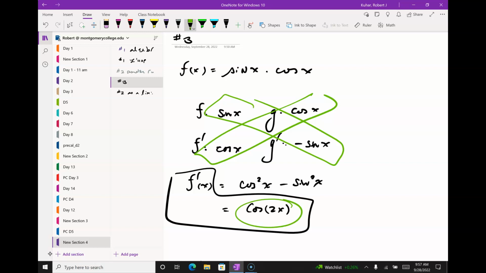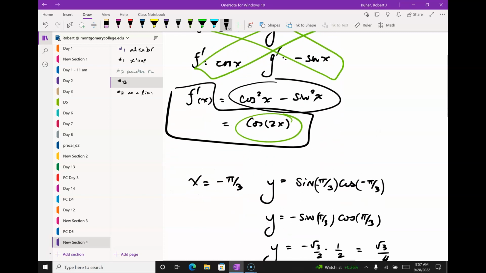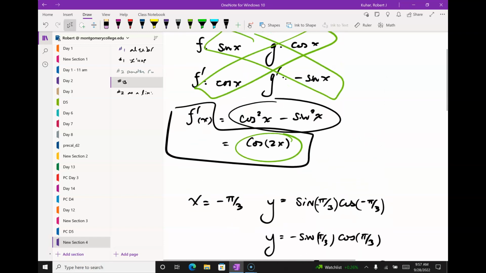Now, if you didn't know the identity, fine, right? But you certainly could still use this piece to get the slope. So what am I doing next? So how many of you got cos squared x minus sine squared x? Beautiful. For the derivative. Yeah, good.